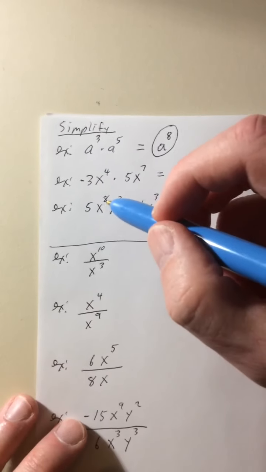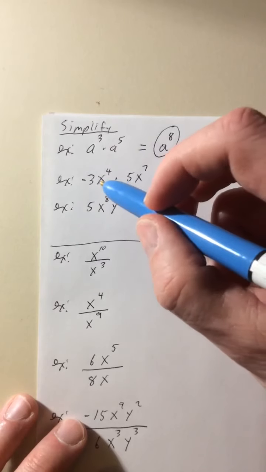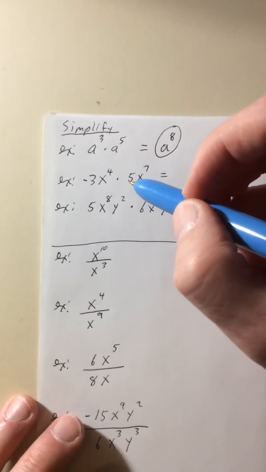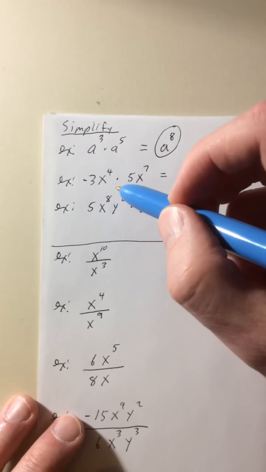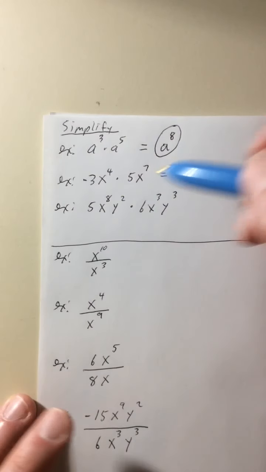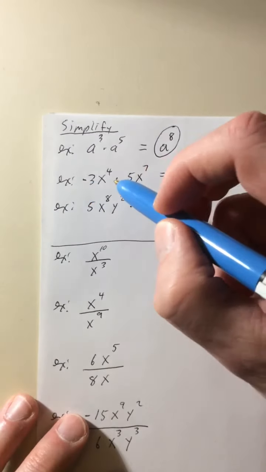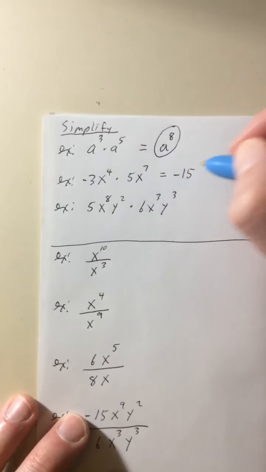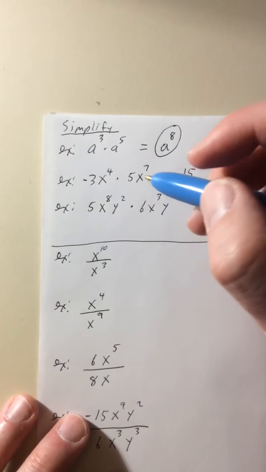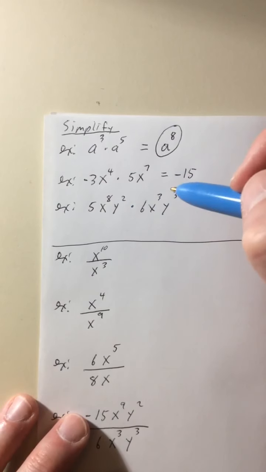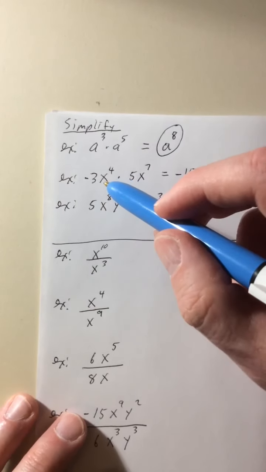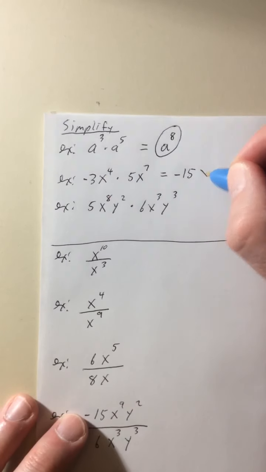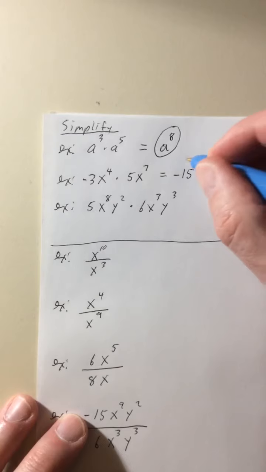Now here things are a little bit trickier, but not much. We do have two things with exponents, but we also have two numbers that don't have exponents. What do we do with things that don't have exponents that are being multiplied? We just multiply them. So negative 3 times 5 is negative 15. Nothing tricky there. And now x to the fourth times x to the seventh: add the exponents, x to the 11th.